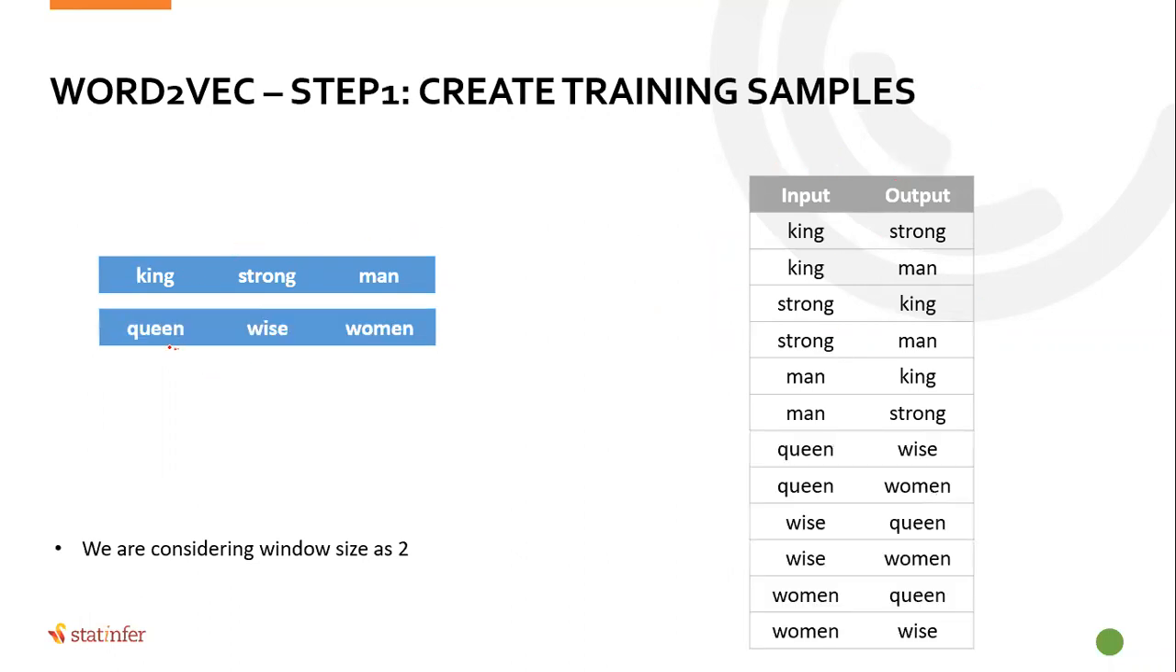Similarly, what about queen? Queen is in the context of wise. Queen is also in the context of woman. Wise in the context of queen and woman. Woman is in the context of queen and wise. Like this, you go through the whole data set and create input and output pairs. Input is the original word, output is the context word, the word in the context window.